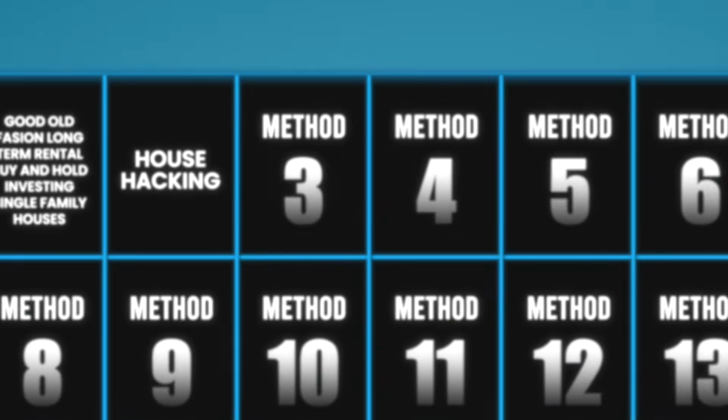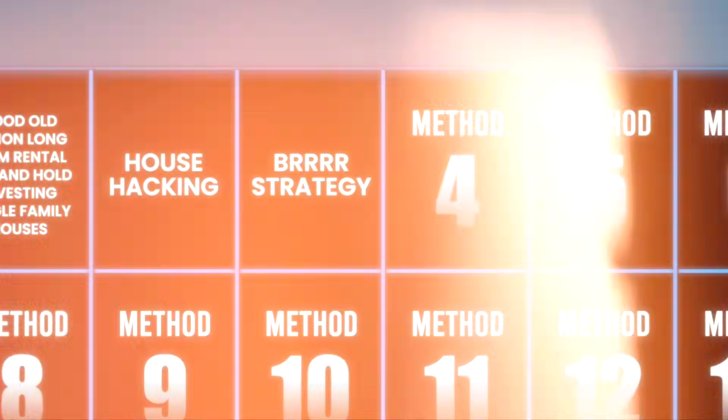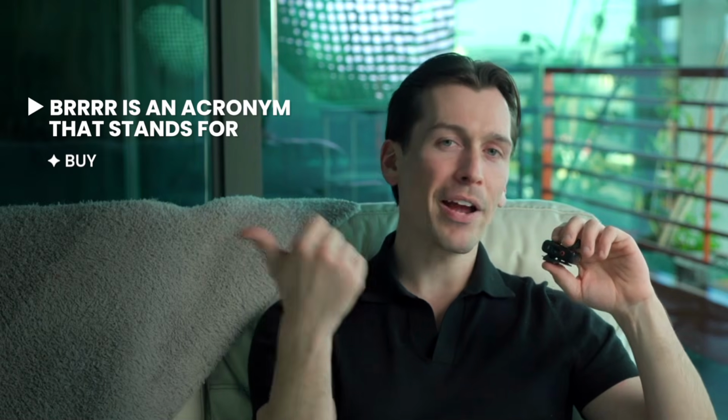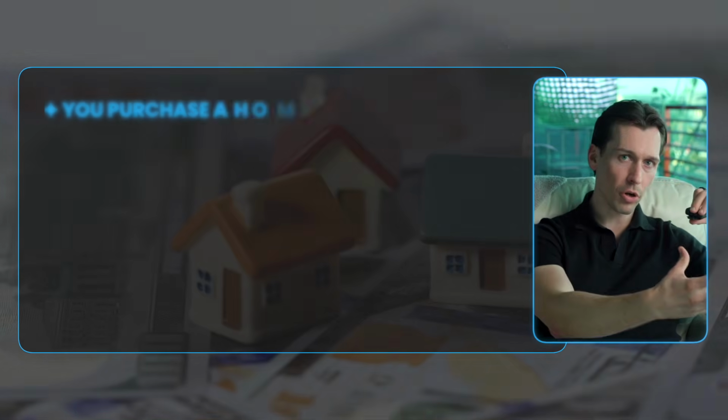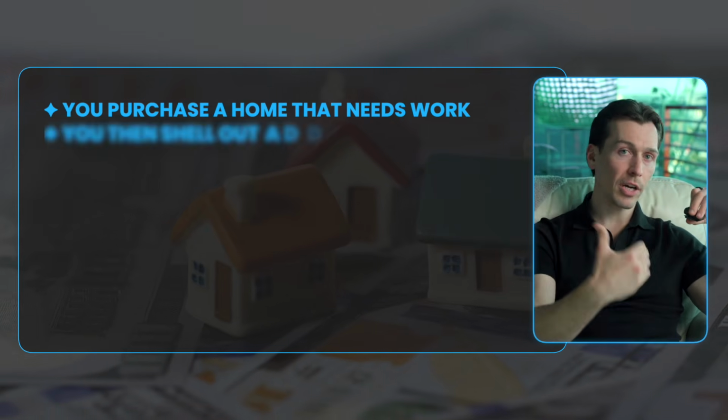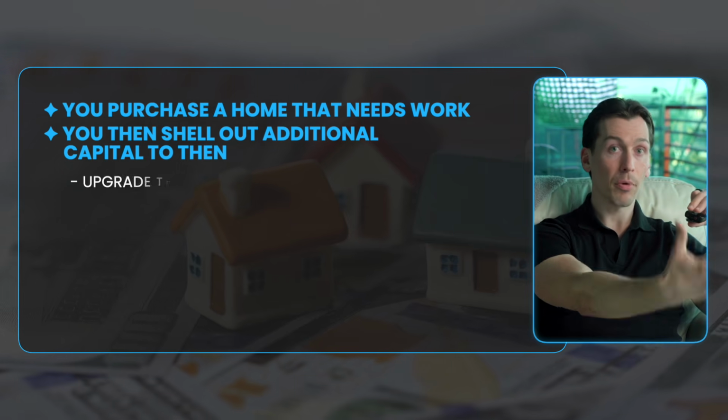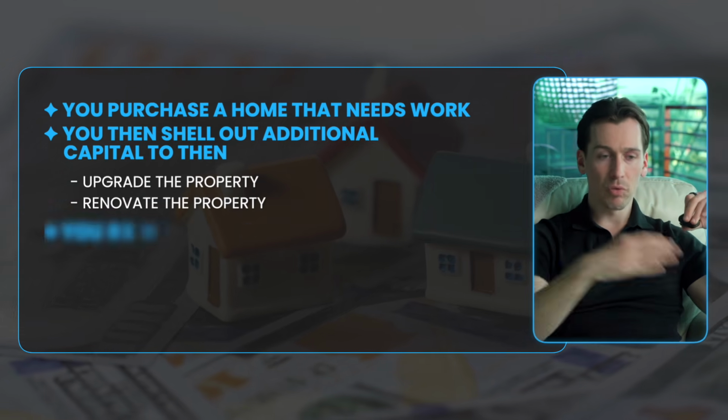Strongly. Okay, next on the list is the BRRRR strategy. BRRRR is an acronym that stands for buy, renovate, rent, refinance, repeat. So at a bird's eye view, what you do is you purchase a home that needs work. You then shell out additional capital to upgrade and renovate the property. You rent it out to a tenant.